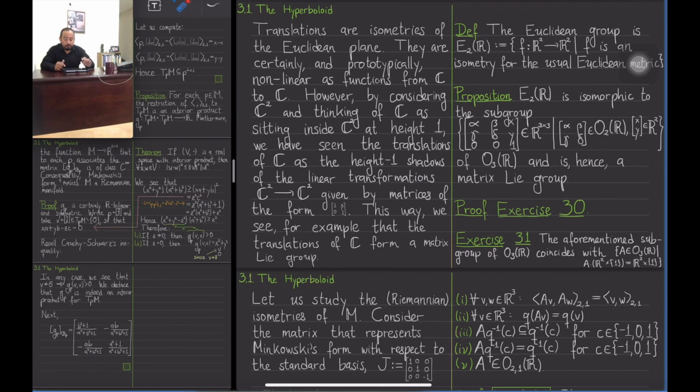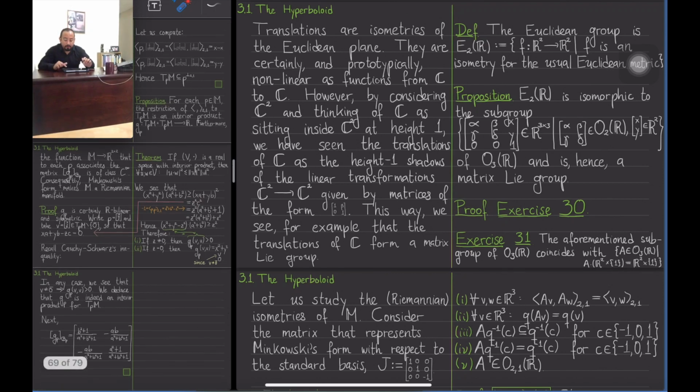Welcome to today's class. Today I'm going to continue speaking about the hyperboloid and about its group of Riemannian isometries. So recall that last class we introduced Minkowski's form on R3 as very similar to the usual dot product, except that it has a minus when one pairs the third coordinates. So it's plus, plus, minus.